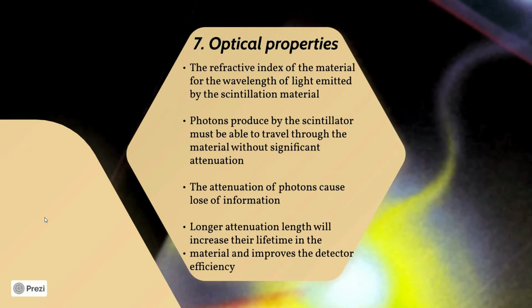The next one is the optical properties. The important parameter in optical properties is the refractive index of the material for the wavelength of light emitted by the scintillation material. Photons produced by the scintillator must be able to travel through the material without significant attenuation. Attenuation of photons can cause loss of information. Hence, a longer attenuation length will increase their lifetime in the material, thus increasing the detector's efficiency.